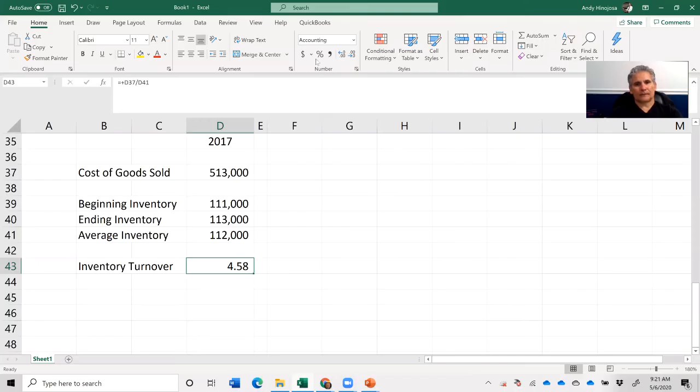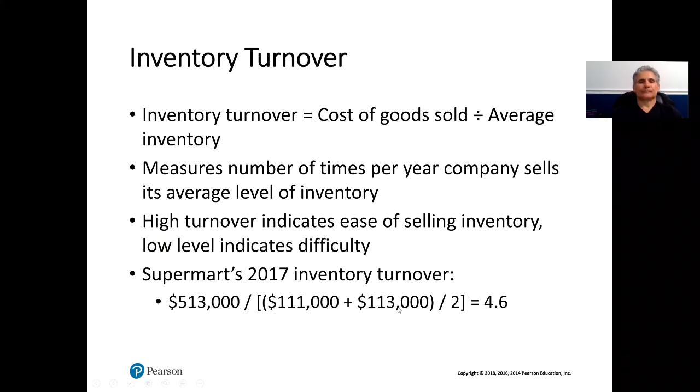4.6. To the nearest tenth, 4.6. Okay, there's the formula. This is exactly what we just did. We took 513,000, and we divided by 111,000 plus 113,000 divided by 2. So the average inventory is here. We take that average, we divide it into 513,000, that gives us 4.6.